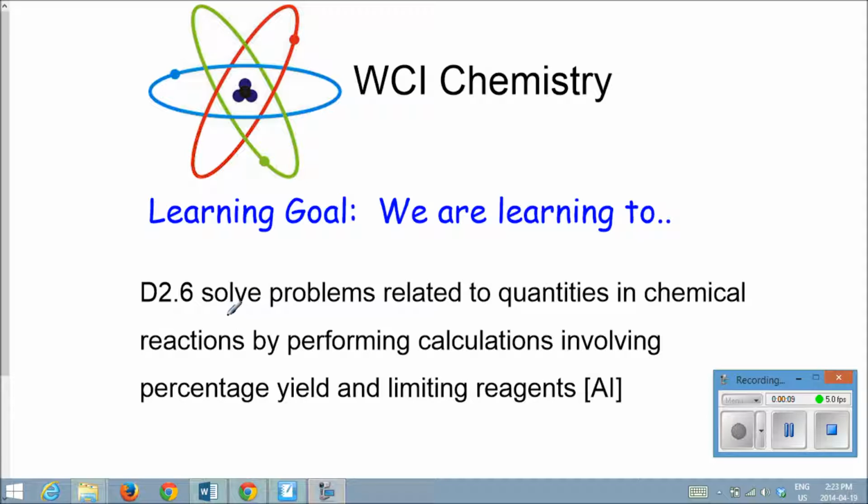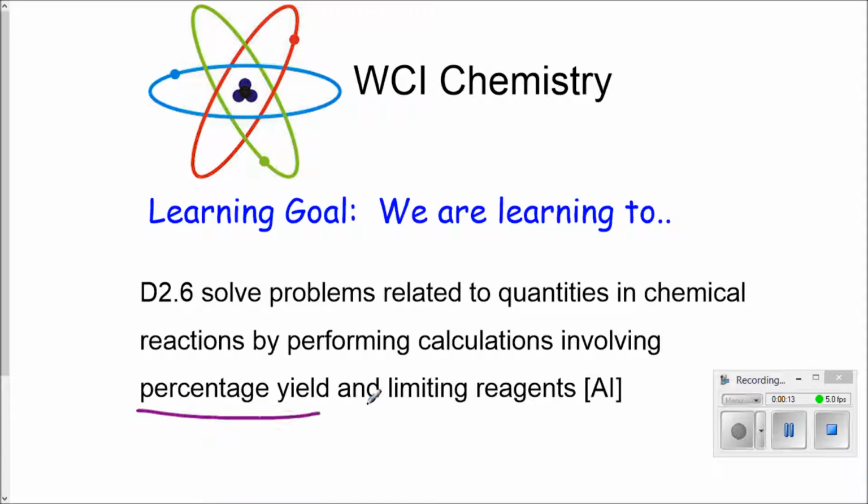Our learning goals basically deal with two things, something called percentage yield and limiting reactants, and that's what I just talked about. Both of these involve stoichiometry. So we are going to start off with a balanced chemical equation, and then I'm going to show you how you determine it's a limiting reactant type question, and then how to solve the problem.